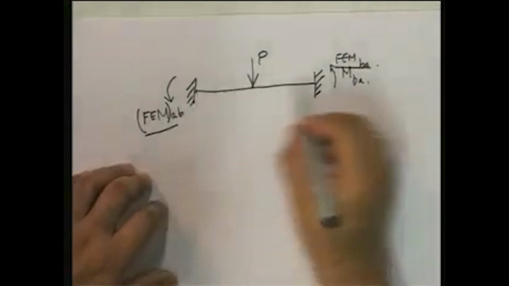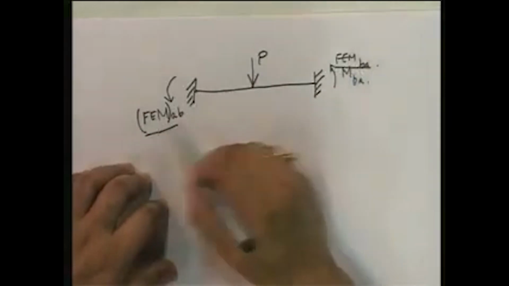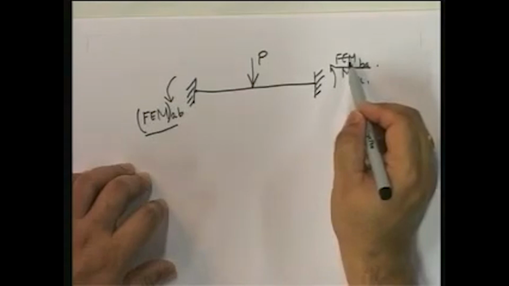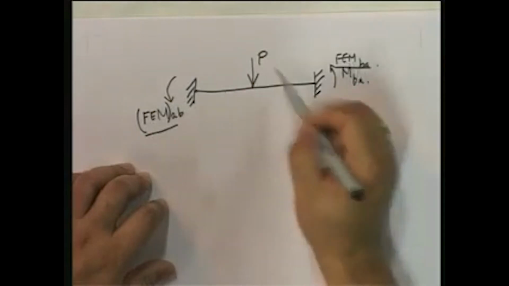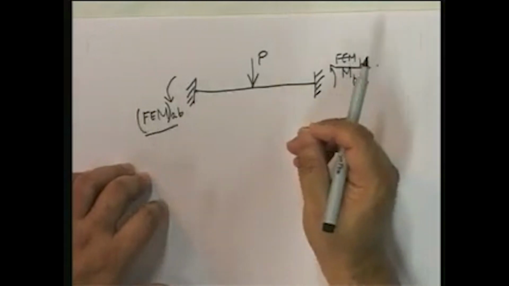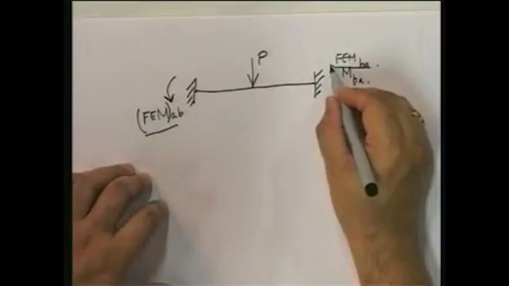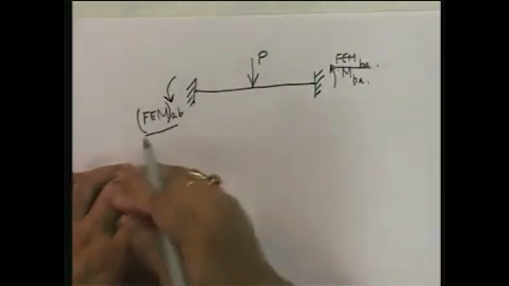Okay. So these are the moments at the fixed end. And if we somehow are able to compute these, and if we add these to the expressions for slope deflection equations, then maybe we'll have something. So let us try to find out how we can get this FEM-AB.